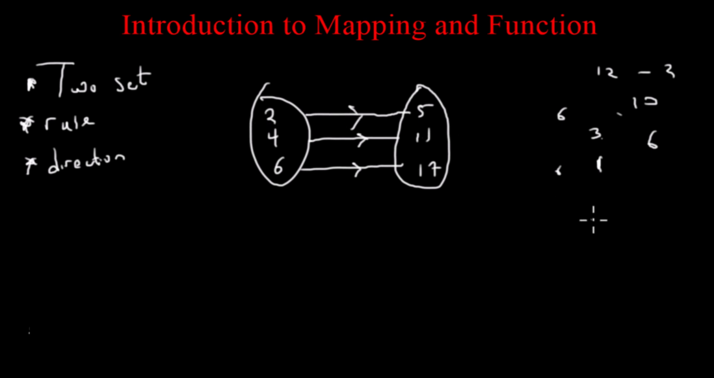2 times 3 gives us 6. And then subtract 1 from it, I'm having 5. Let's check here whether it works. 4 times 3, we're having 12. 12 subtracted by 1, we're having 11. 6 multiplied by 3, I'm having 18. 18 subtracted by 1, we have 17.